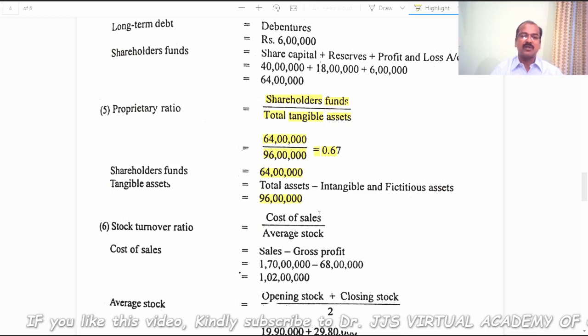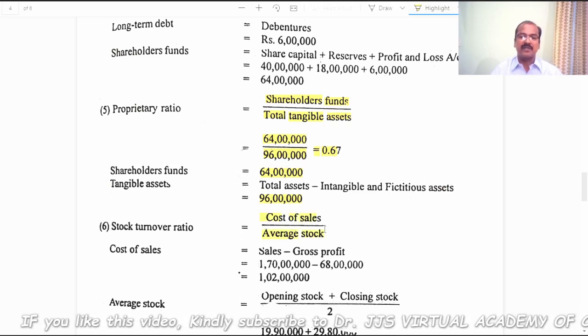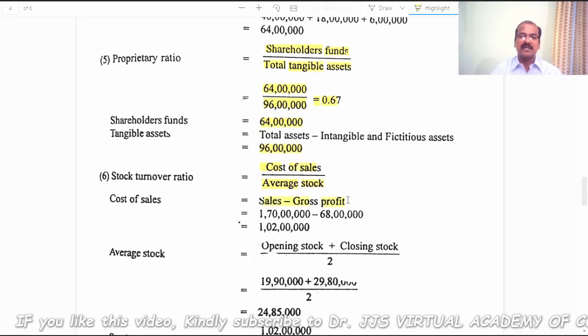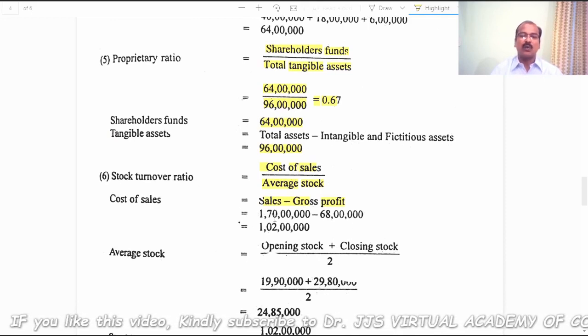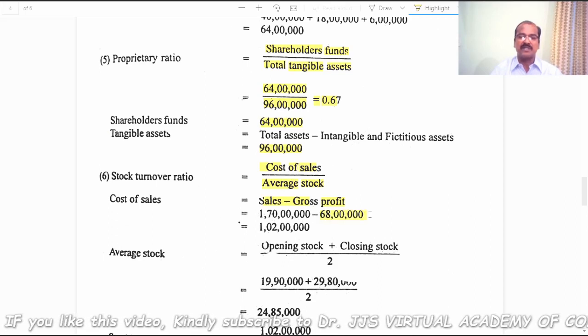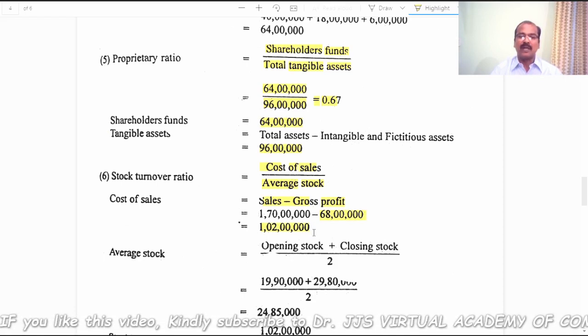And the next one is stock turnover ratio. Cost of goods sold or cost of sales divided by average stock. What is the formula for calculating cost of sales? Sales minus gross profit will give you cost of sales. Here sales amounted to 1 crore 70 lakhs, minus gross profit 68 lakhs. So cost of sales is valued at 1 crore and 2 lakhs.